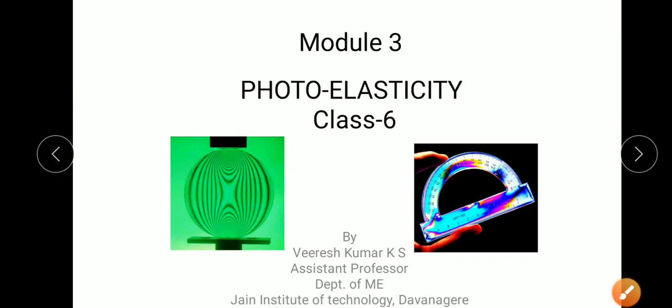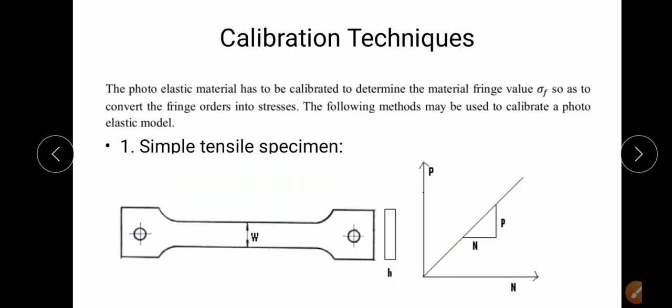This is the sixth class of photoelasticity. In the last class we discussed the different compensation techniques, and now we are discussing the calibration techniques. Okay, these are the calibration techniques.